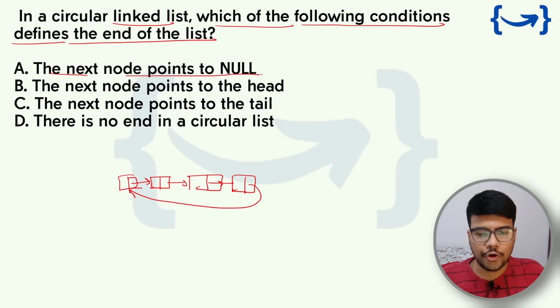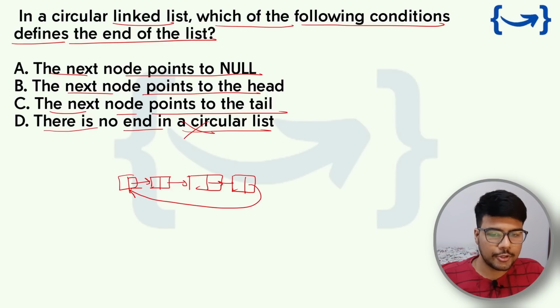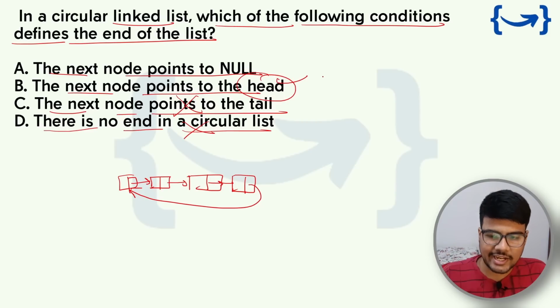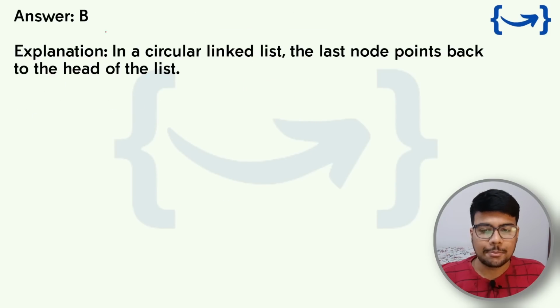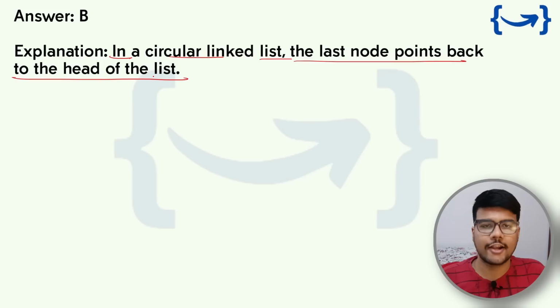The next node points to null, the next node points to head, the next node points to tail, the next node is null. In a circular list, this can't be the option. No, it's not pointing to the tail, it's pointing towards the head, and the correct option would be B. And yes, B is the right option. In a circular linked list, the last node points back to the head of the list. Okay, so +1 mark again.